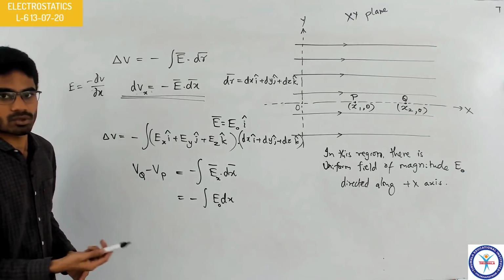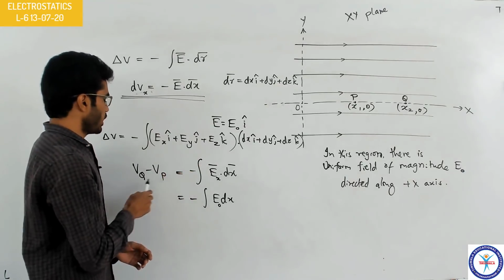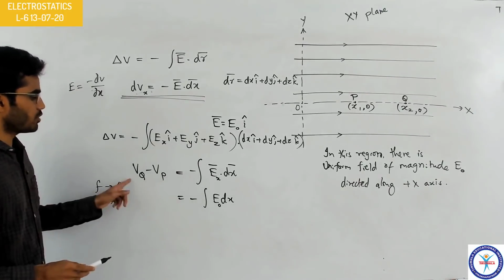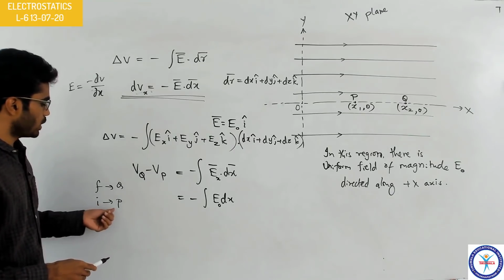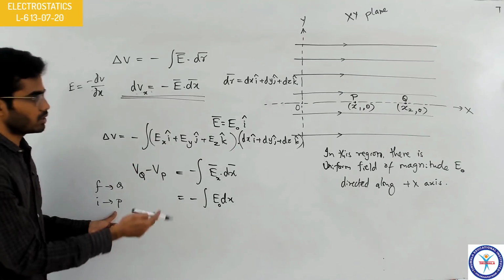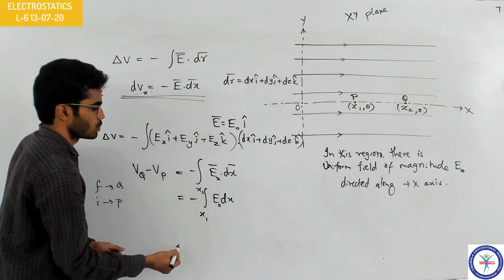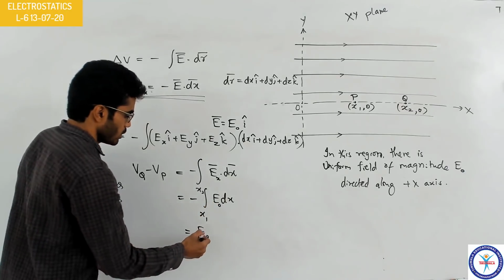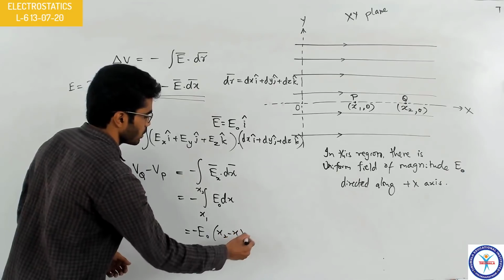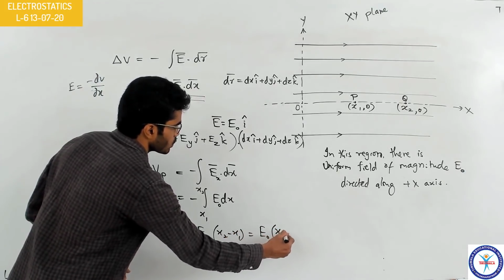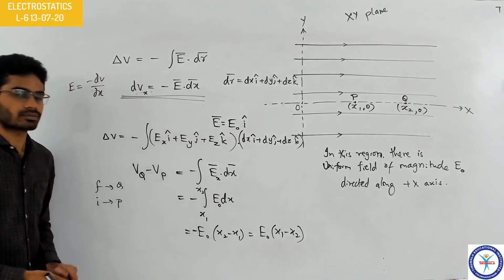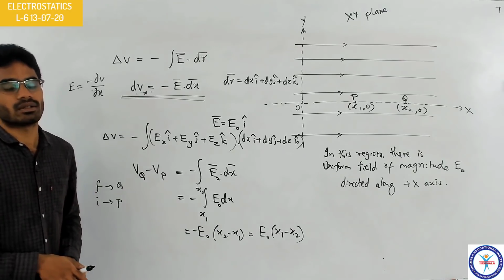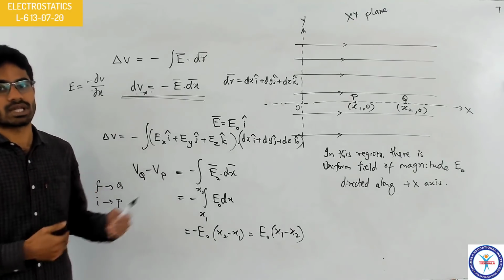Now from which location to which location do you have to integrate? The final point is Q and the initial point is P, V final minus V initial. So you integrate from the initial point P, x1, to x2. What do you get? E naught integral dx is x, so it is x2 minus x1, or you can finally write it as E naught x1 minus E naught x2. So by knowing the field in a particular direction, we can estimate how the potential is changing.